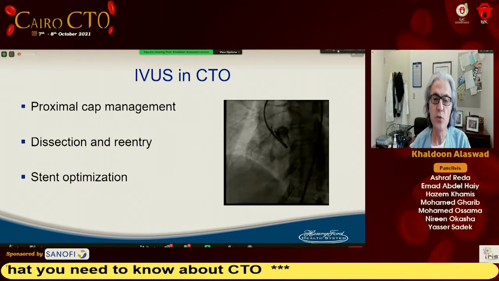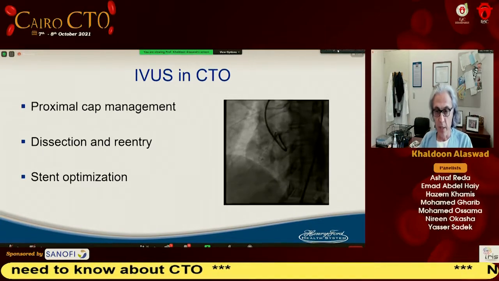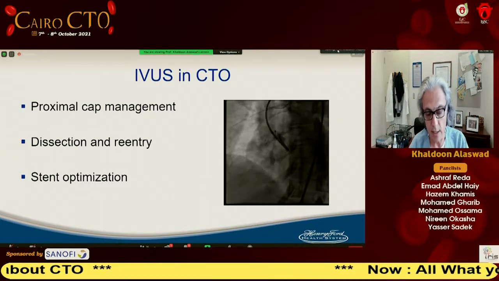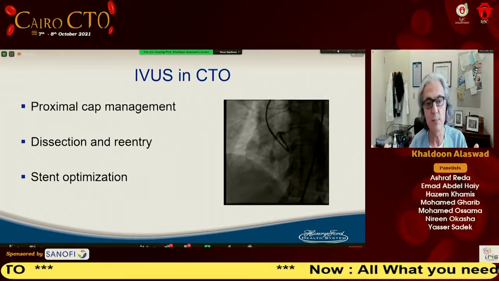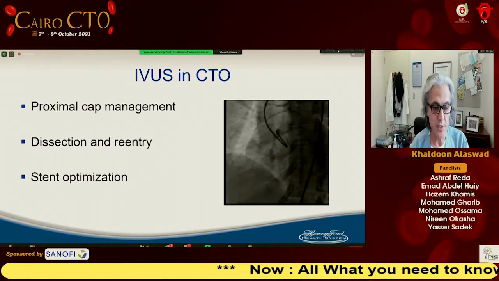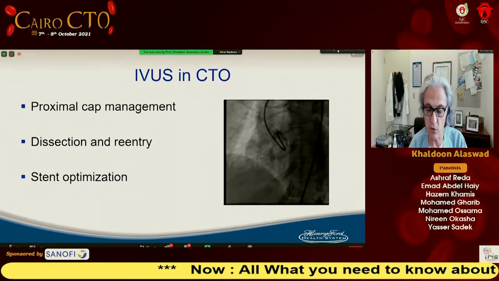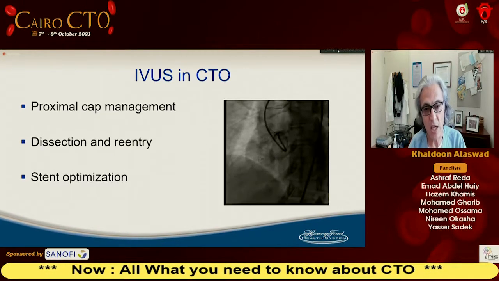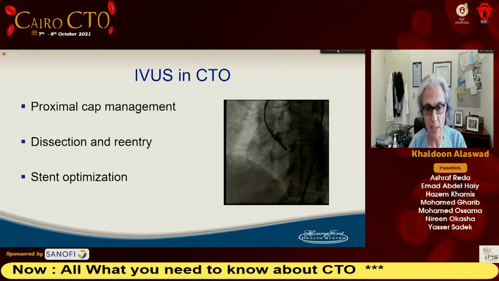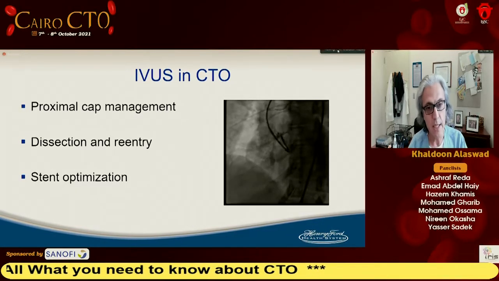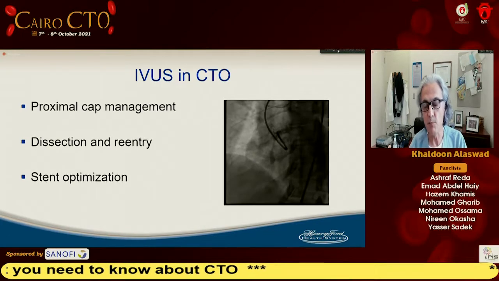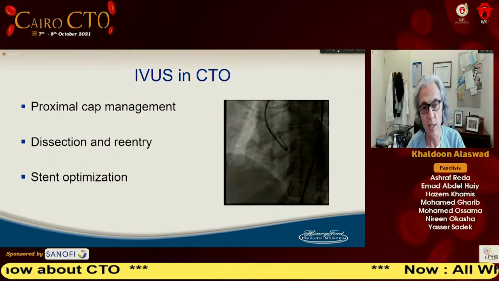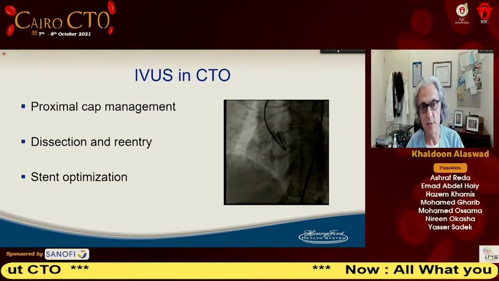So how do I use the IVUS in the CTO? IVUS can provide a lot of information and decreases contrast. So we start with the proximal cap. Even when you do dissection and re-entry, any dissection, either retrograde, antegrade, or ADR, the most important and most commonly used application is stent optimization. And there are multiple sets of data that show that if the lesion is more complex, the IVUS becomes more valuable. And our Chinese colleagues show us that in all-comers, IVUS is still valuable.